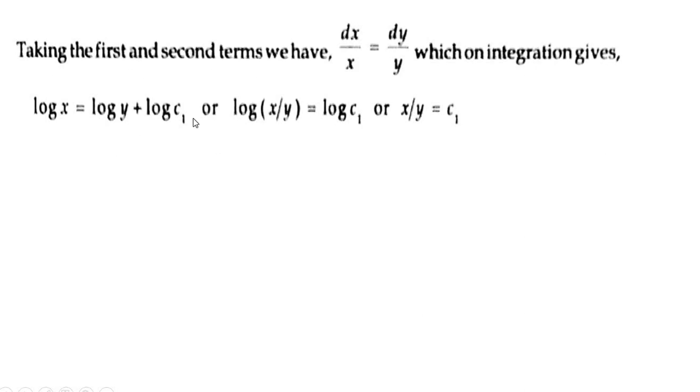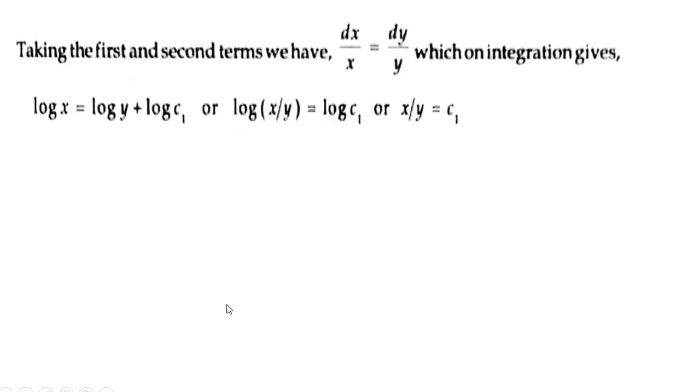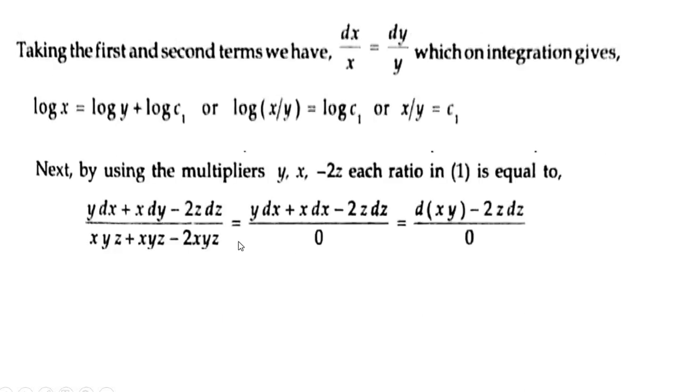Now for the second term, what you have here is dy by y, and dz equal to dz. Along with the dz, you don't have a function of z. Instead, you have x and y. But I want a function of z here, so I can't. Can I compare the first and the last one? No, I can't do that. So obviously I have to use a multiplier. So what multipliers can I use here?